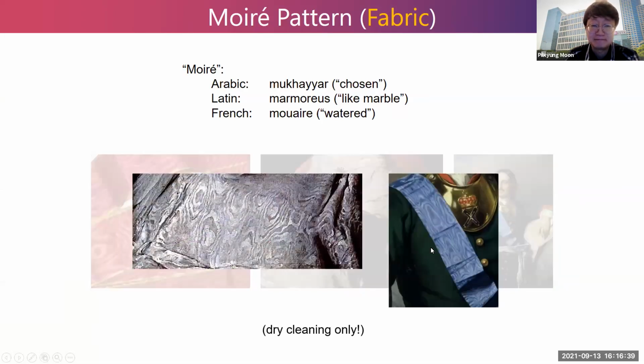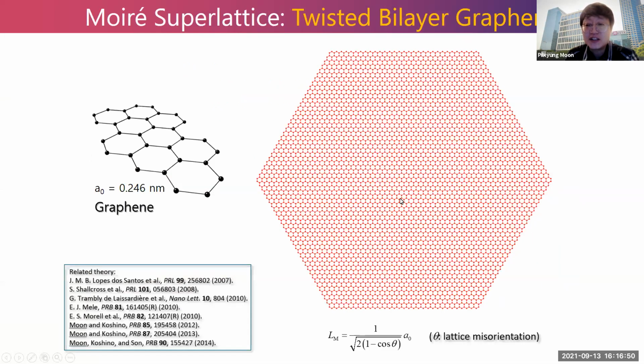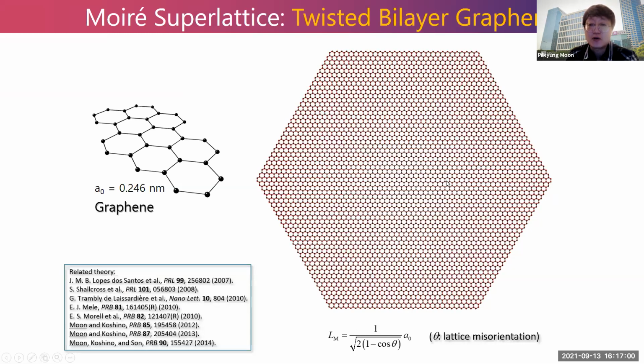We can get a similar Moire pattern in a microscopic system. For example, by stacking two layers of graphene and slightly twisting them, we get a Moire interference pattern. The size of a Moire pattern varies with the rotation angle between the layers. This structure is called twisted bilayer graphene, and this is one of the most famous Moire superlattices.